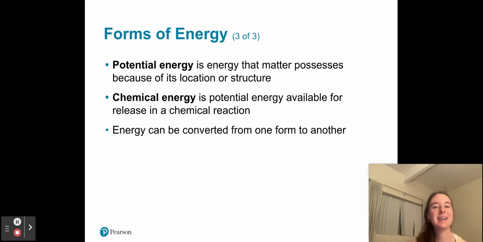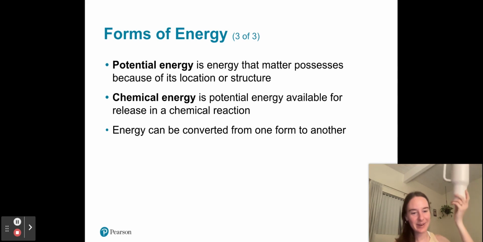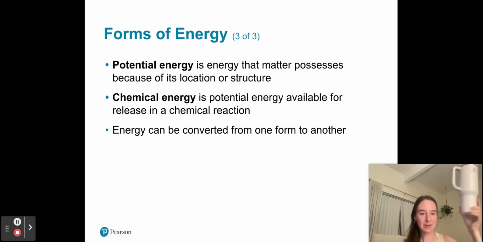Potential energy is the energy that matter possesses because of its location. So if I take my Stanley Cup here and I lift it up, there's a force that's opposing that motion, right? The force of gravity trying to push down on it. And so potential energy is the potential for that object to move and change location.